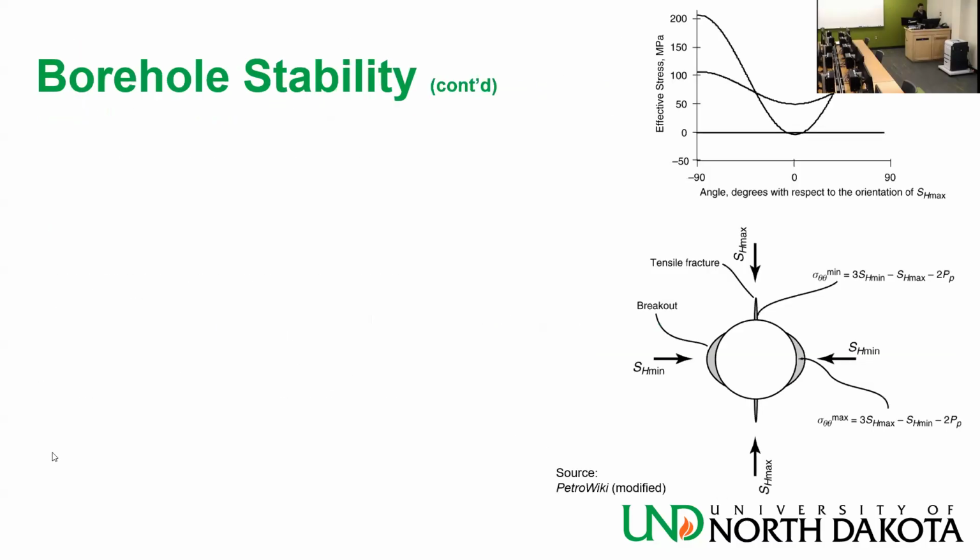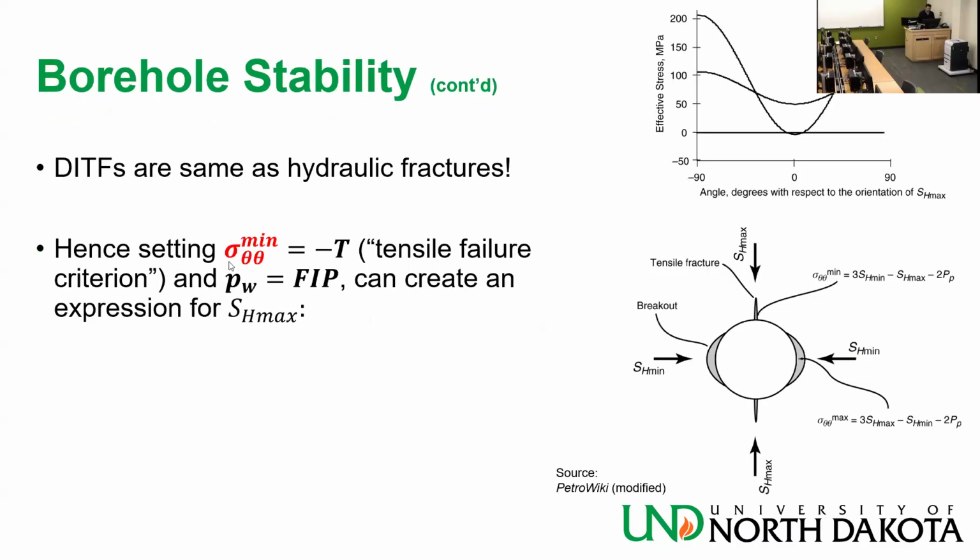Okay, now back to where I was. What I did here is I basically set the expression equal to minus T, and then I solved for PW. And we call PW FIP. And then I rearrange for SH max. And what I got is a version of an equation that I have seen before. We have talked about it in earlier slides. And if I remember well, I told you we will see how this equation is derived later on.